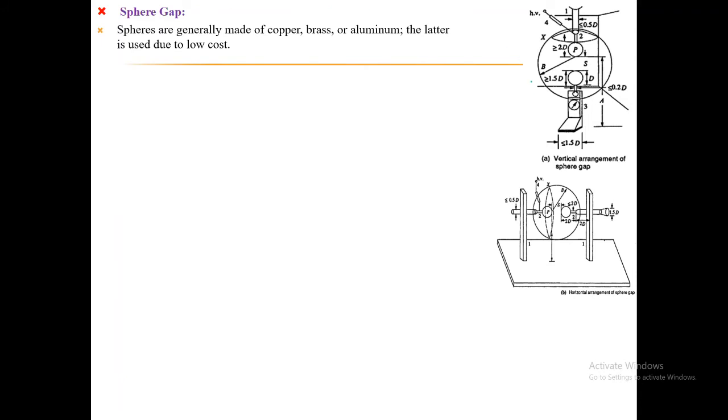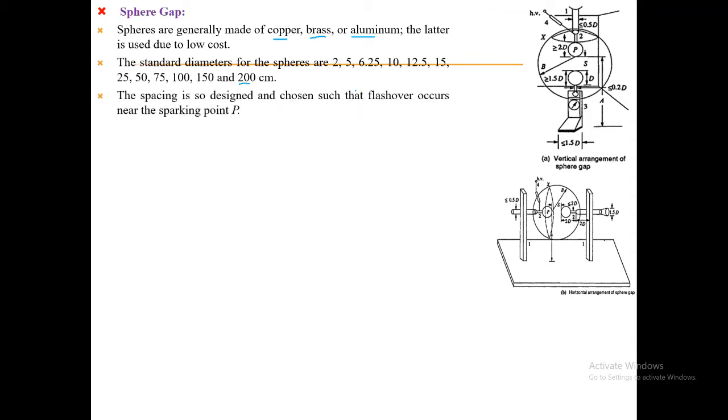So spheres are generally made up of either copper, brass or aluminium. Generally the aluminium type of these spheres are used because of its lower cost compared to the copper and the brass type. The standard diameters vary from 2 centimeters to 200 centimeters. The spacing is so designed and chosen such that the flashover occurs near the sparking point P.